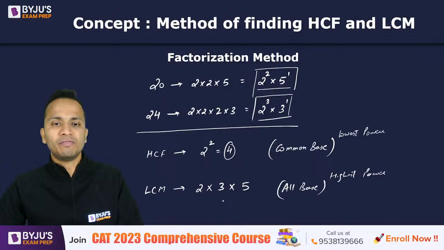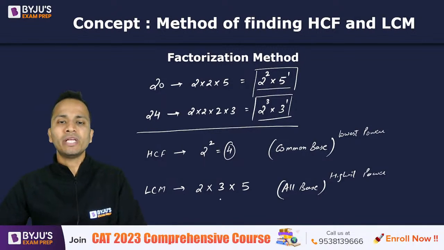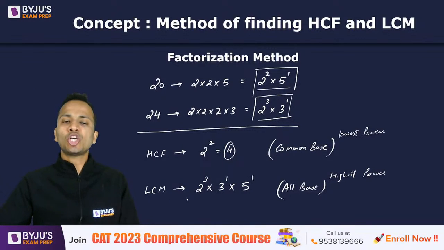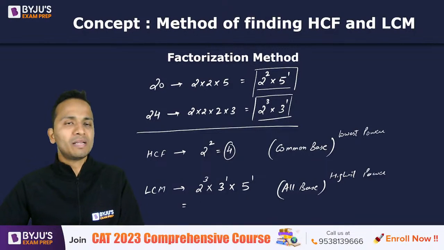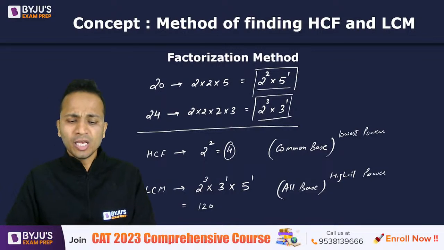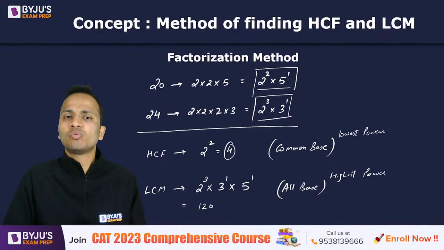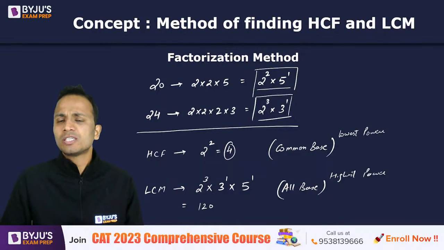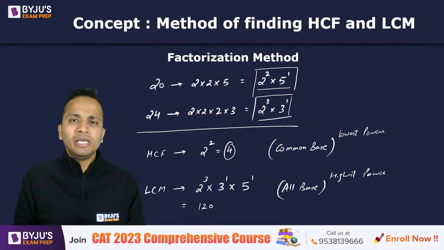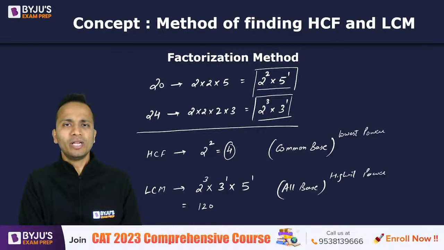With their highest powers. The highest power of 2 among both the numbers is cube. The highest power of 3 among both the numbers is 1, and the highest power of 5 among both the numbers is 1 once again. So the least common multiple of these two numbers is 2 cube multiplied by 3 multiplied by 5, which upon solving will come out to be 120 only. So this is one of the best methods, one of the easiest methods, one of the most time-saving methods when you are dealing with bigger numbers. Now if the numbers are small, probably you will be able to find out the LCM and HCF orally as well.